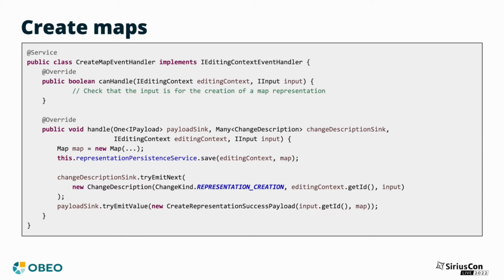The first one is a change description, which is an internal event used by Sirius components in order to find out if we need to refresh other representations, for example. So here we are creating a new representation. It may not be relevant to refresh, for example, other diagrams because it has no impact on those kinds of representations. And then we need to use the payload sink to emit another event which will be used to respond to the HTTP request. So we have received an HTTP request asking for the creation of the representation. We will send back as a result that the representation has been successfully created.